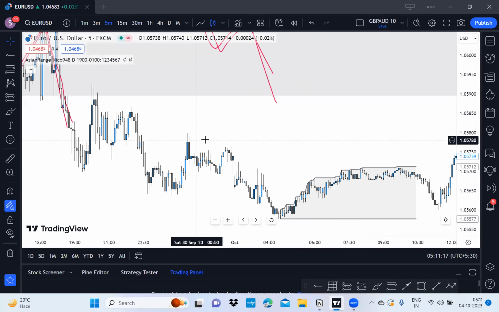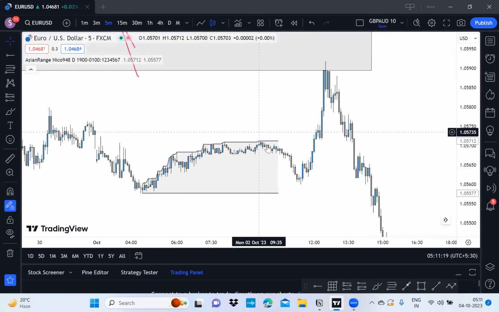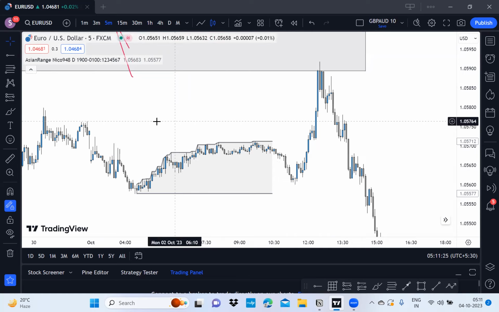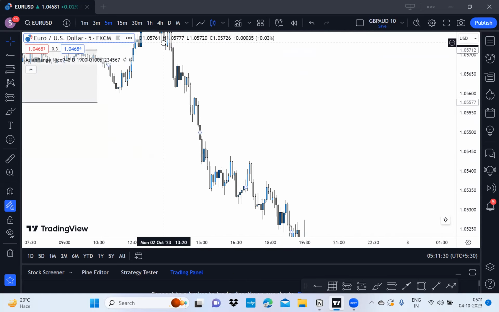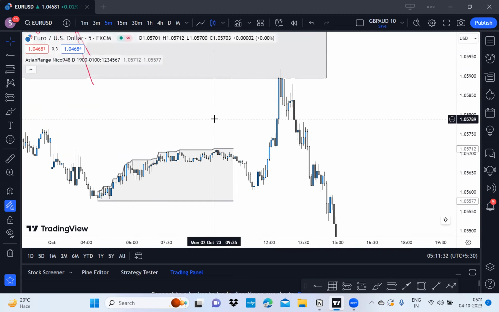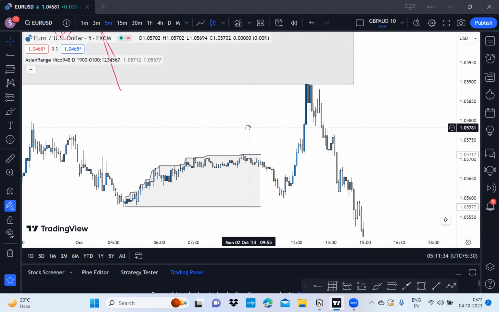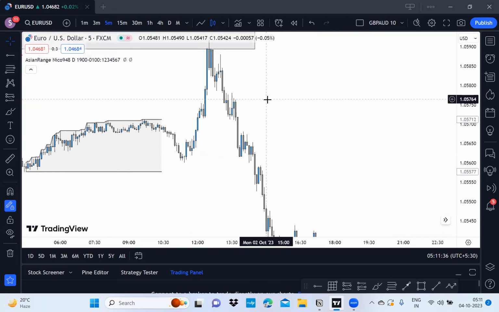Let's see where the Asian range is. Okay, so here is the Asian range, right? The market is falling from here. Next day we saw that, okay, here is the Asian range. So right now what happened here is we can see there was an opportunity, but it was a very rapid move. The market didn't come to the order block.